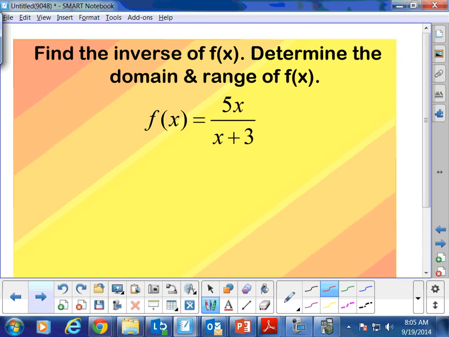Now let's go ahead and continue with this. Now let's go ahead and find the inverses, determine the domain and range. So again, let's go ahead and get the domain and range on this one. Now domain on this one will be x such that x cannot equal 3.